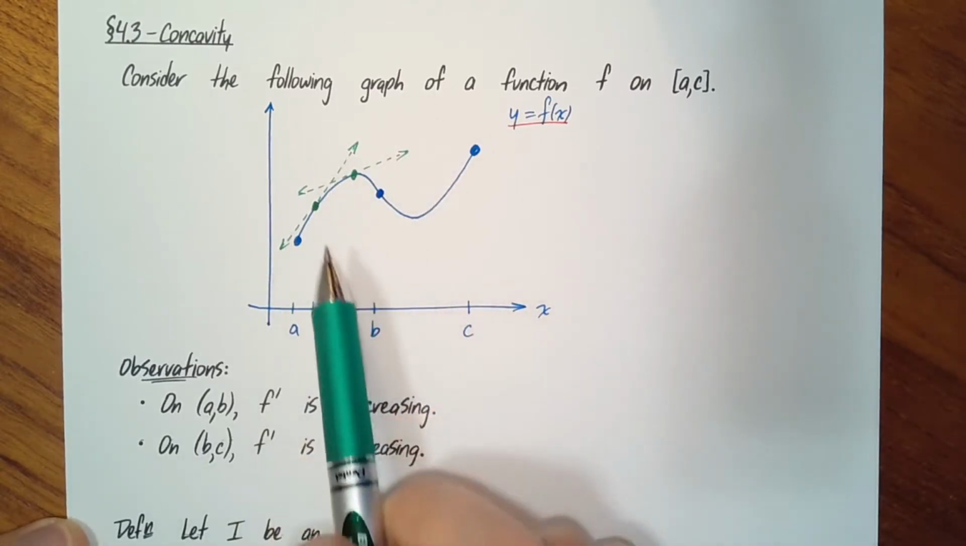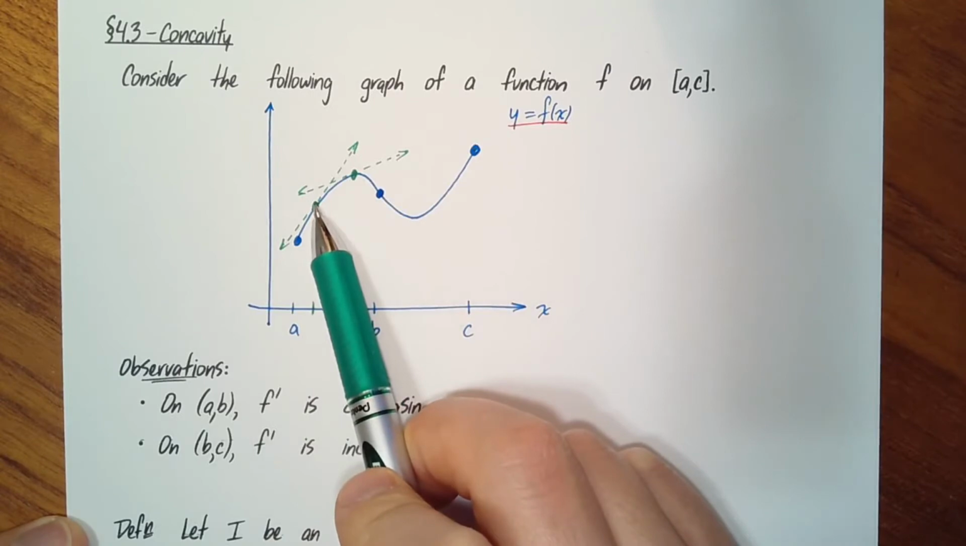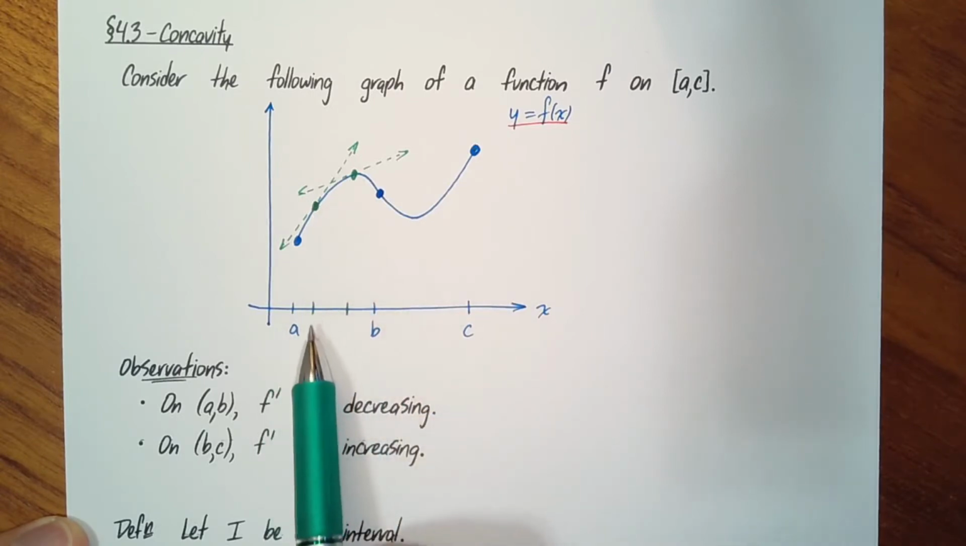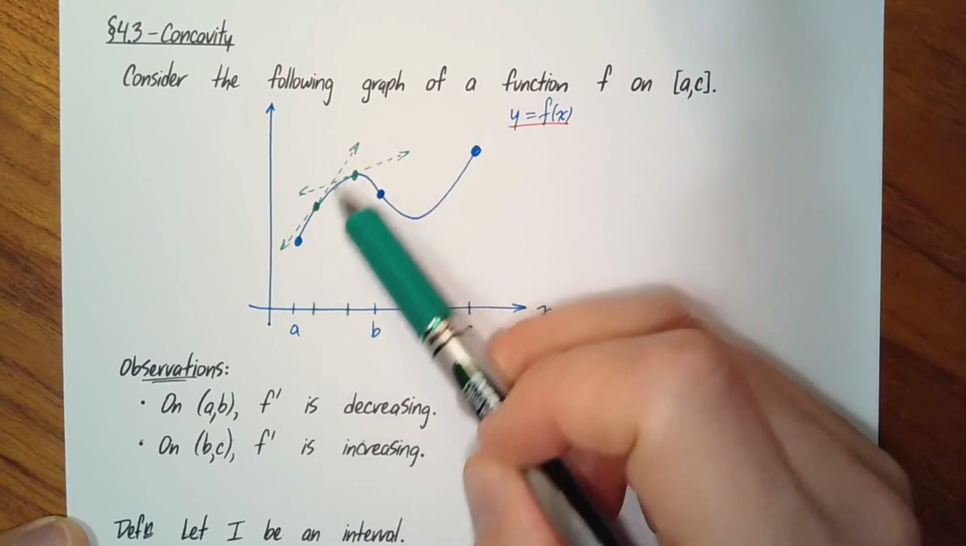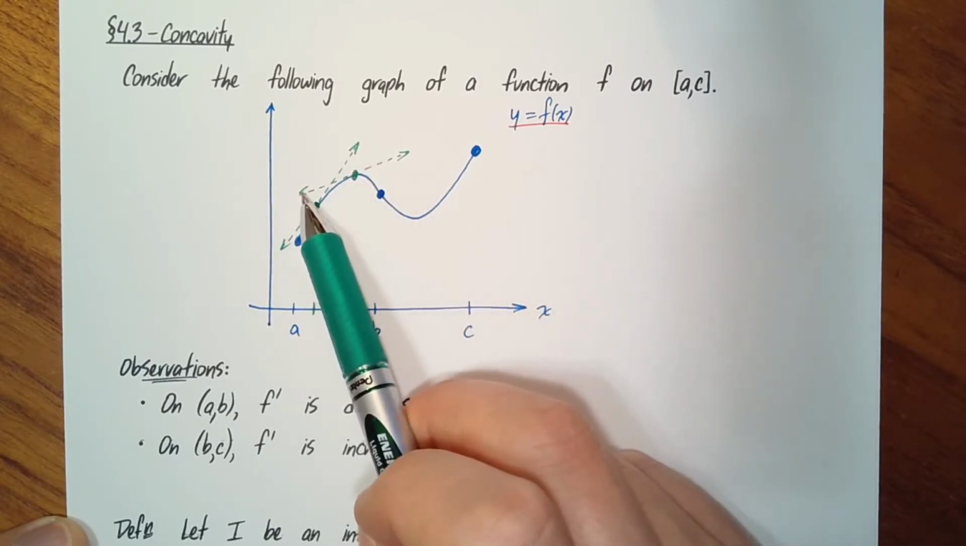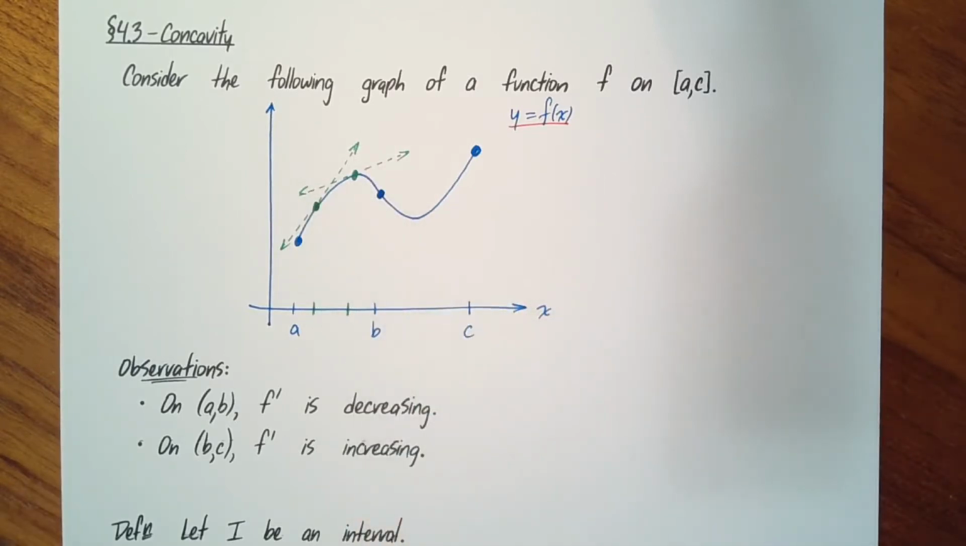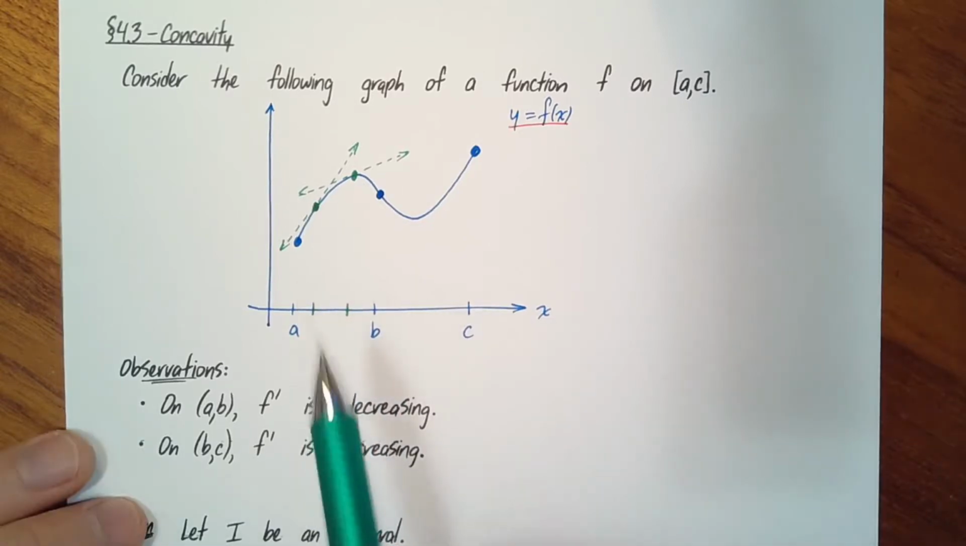So it looks like the derivative of the function at this point is positive and greater than the derivative of the function at this point. In other words, the slope of this tangent line is larger or greater than the slope of this tangent line. And really, there's nothing special about those 2 points that makes that happen.